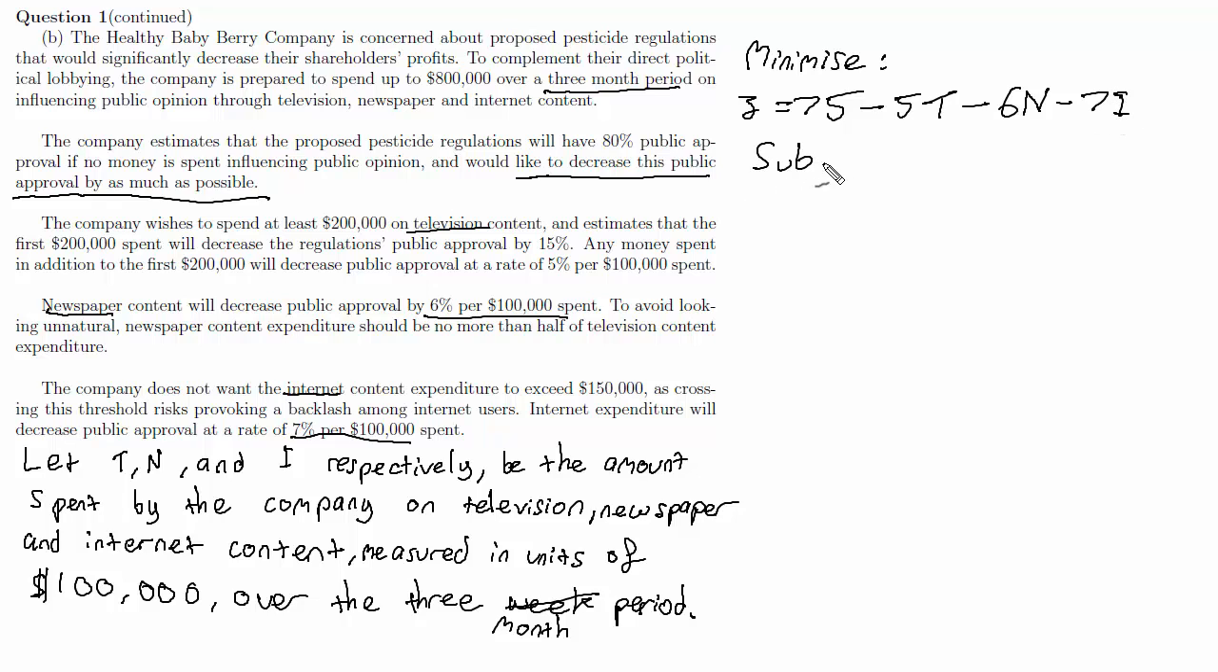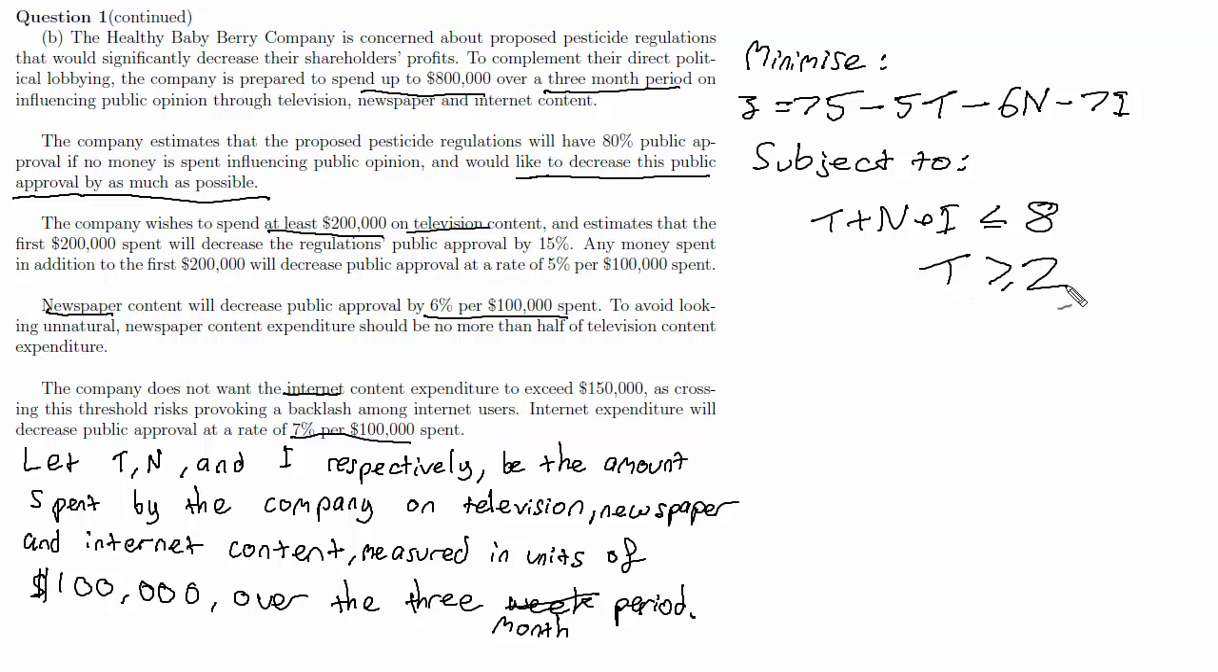Now we need to take care of our constraints. So we know that this is subject to, going from top to bottom, the company wants to spend no more than 800,000 in total. So T, television plus newspaper plus internet spending will be less than or equal to 800,000. We need to spend at least 200,000 on TV. So T will be greater than or equal to 2.